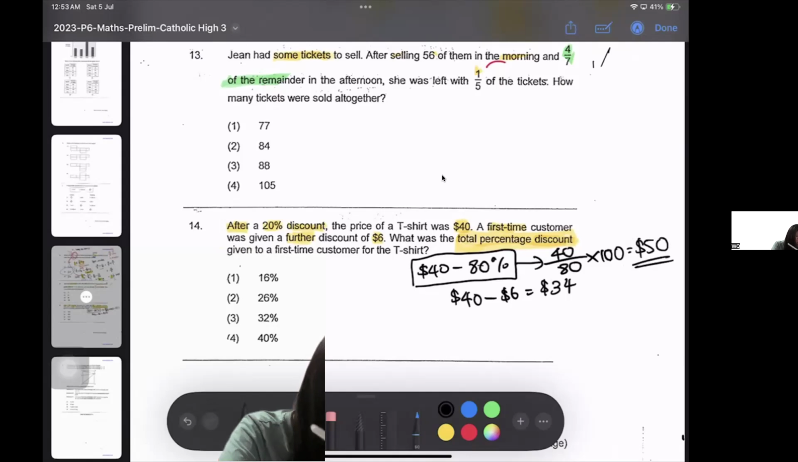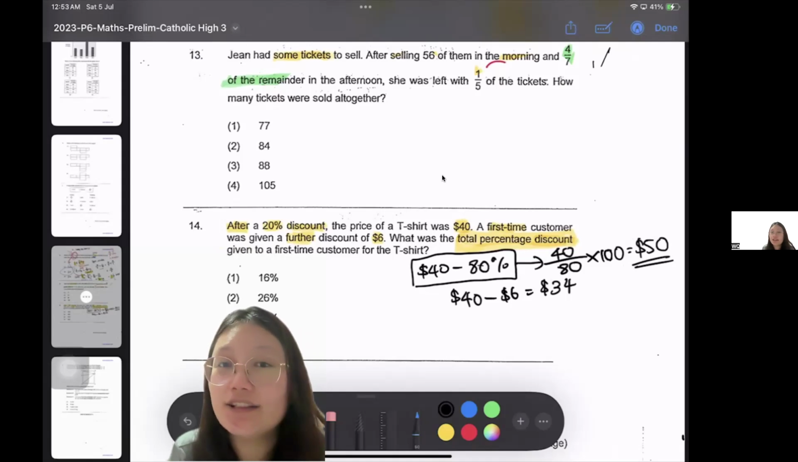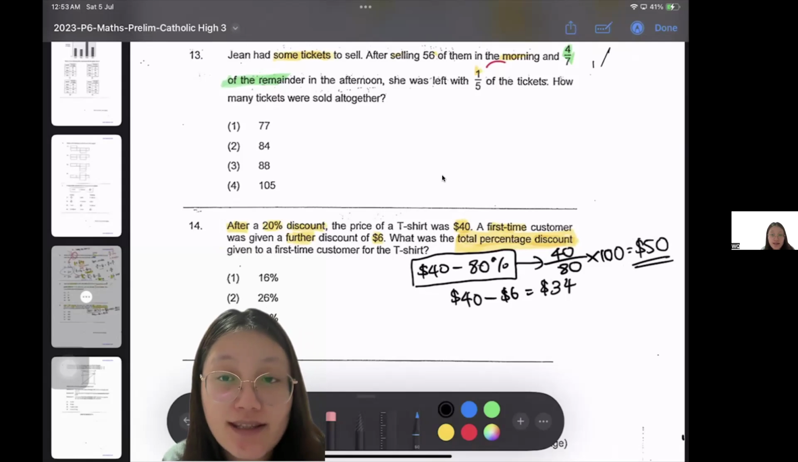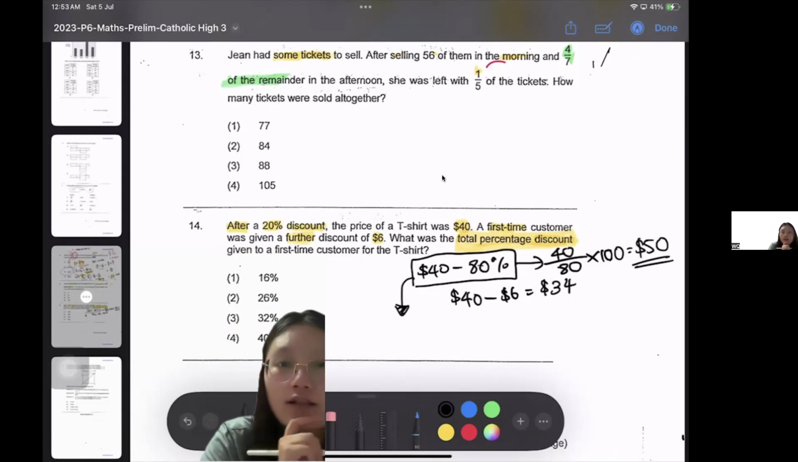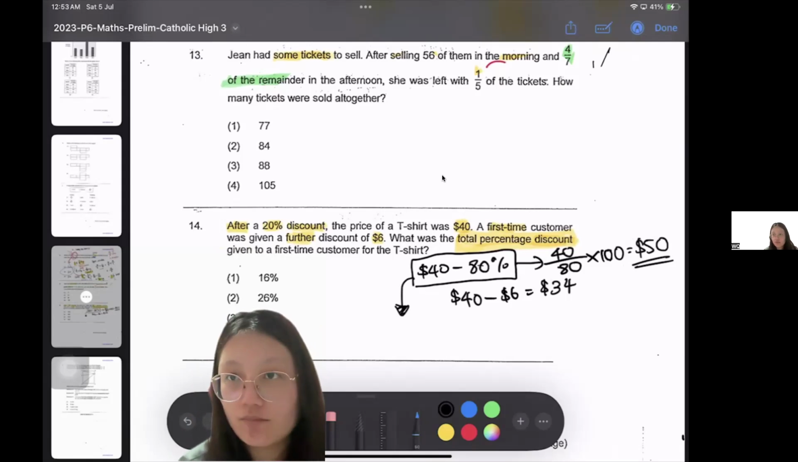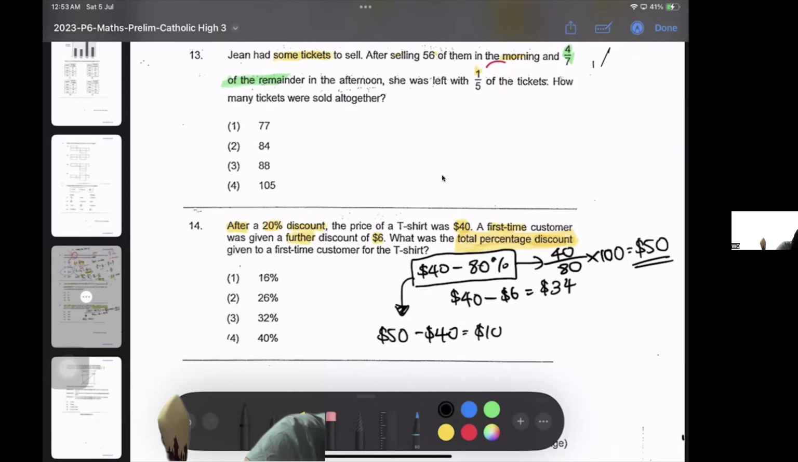$50 is the original price. You need to find what is the total discount of the original price. So what you can do is first find out what this discount is here. How much discount did this person get in order to pay $40? So the first discount given is 50, which is the original price, minus $40. The first discount given was $10.